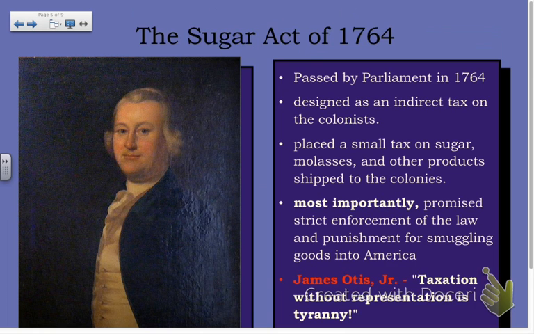George Grenville, the British finance minister, disagreed with the colonists. He believed they were subjects of the crown, and they enjoyed the protection of its laws, and for that reason, they were subject to taxation.